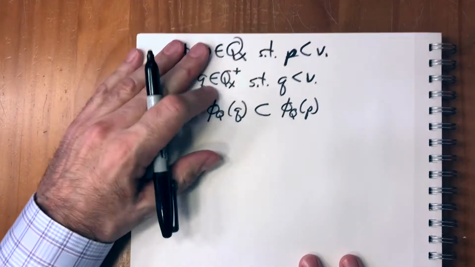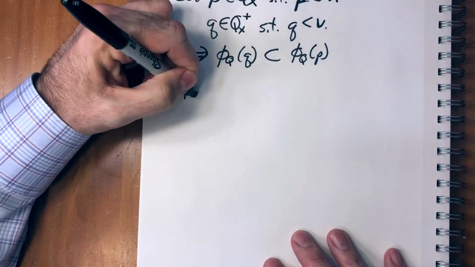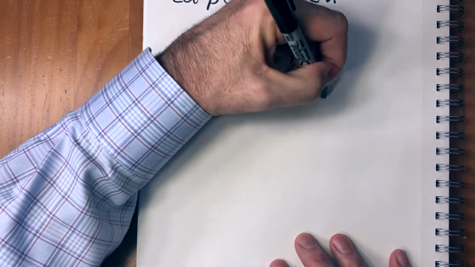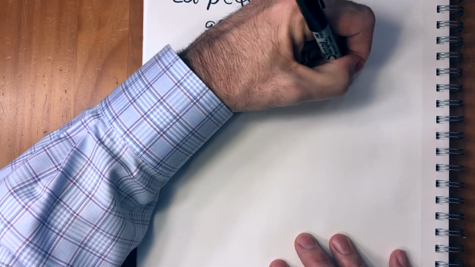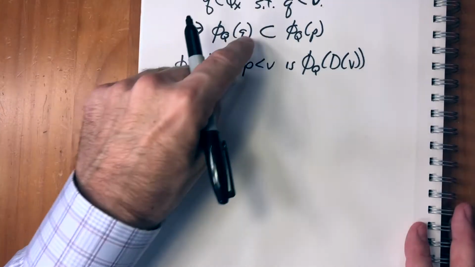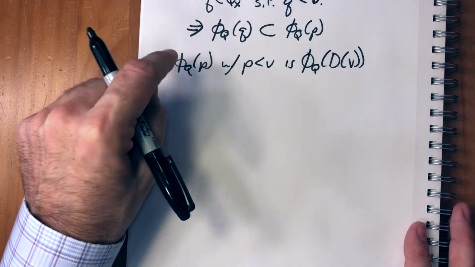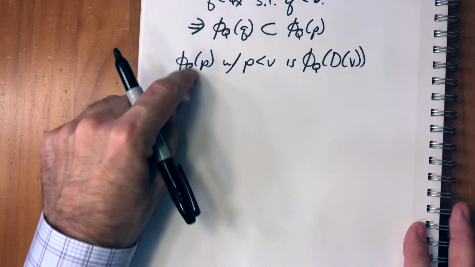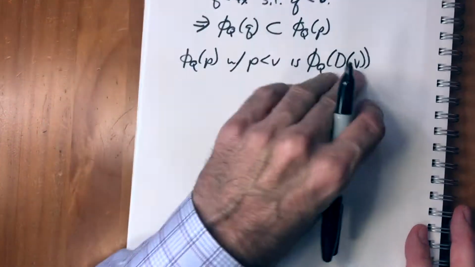So with this in hand, the set of all φ_Q of P with P less than V is the set of φ_Q of D_V. We couldn't do this with Q because the set of all φ_Q of Q is not this full set, but with P, with all of the negatives as well, then we can.